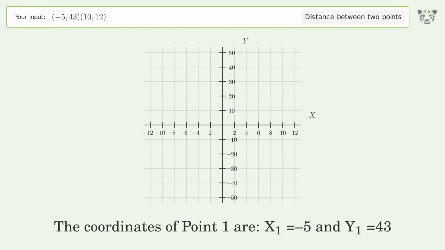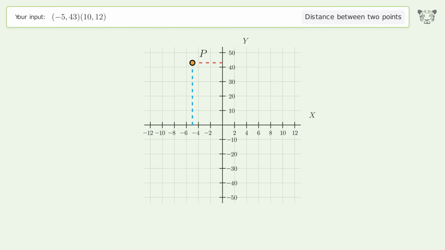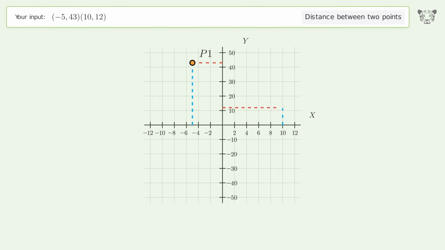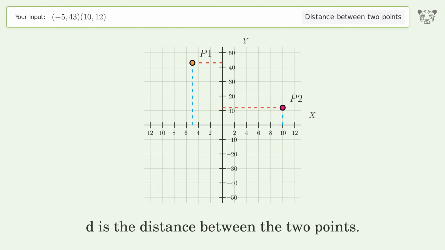The coordinates of point 1 are x1 equals -5 and y1 equals 43. The coordinates of point 2 are x2 equals 10 and y2 equals 12. D is the distance between the 2 points.